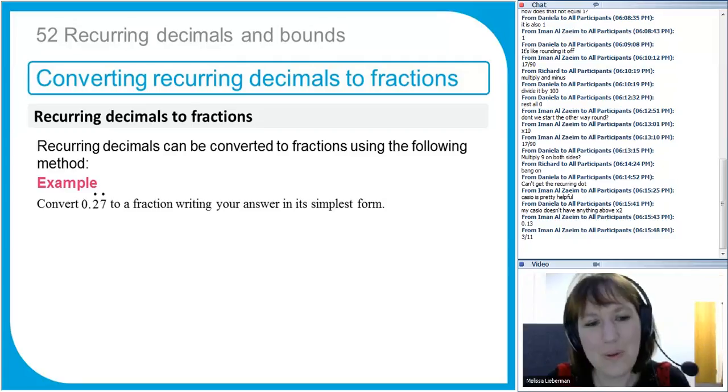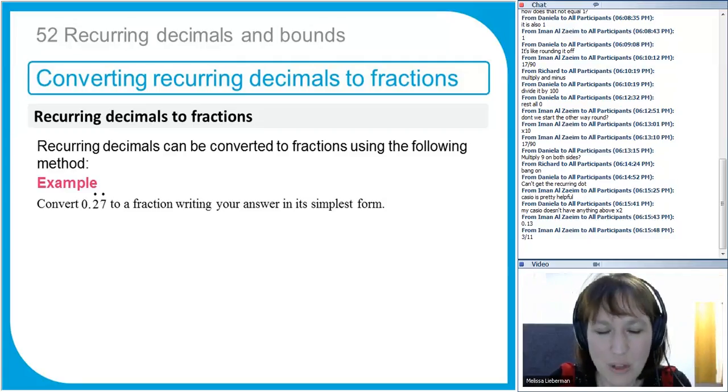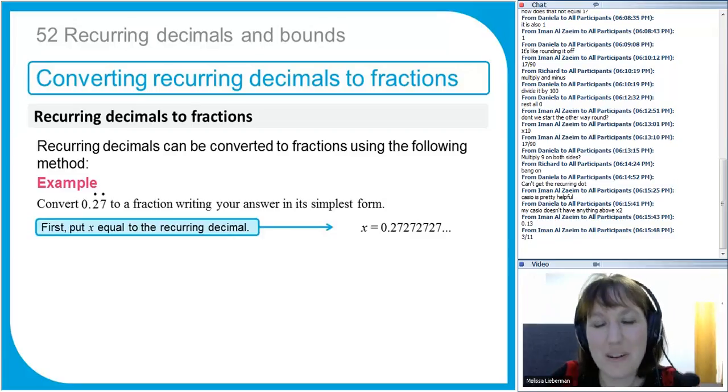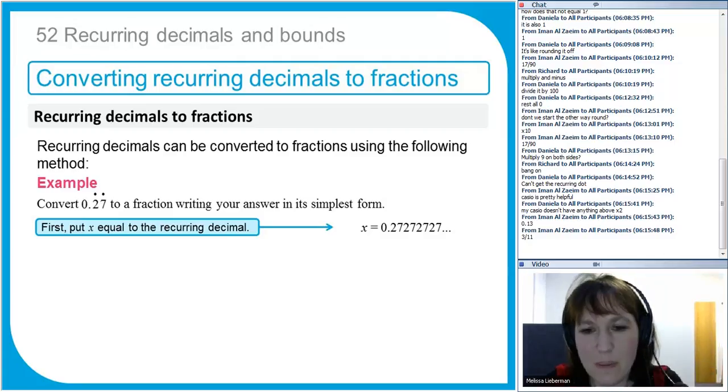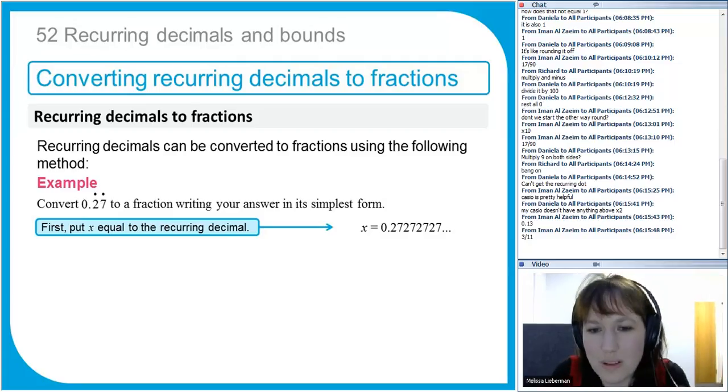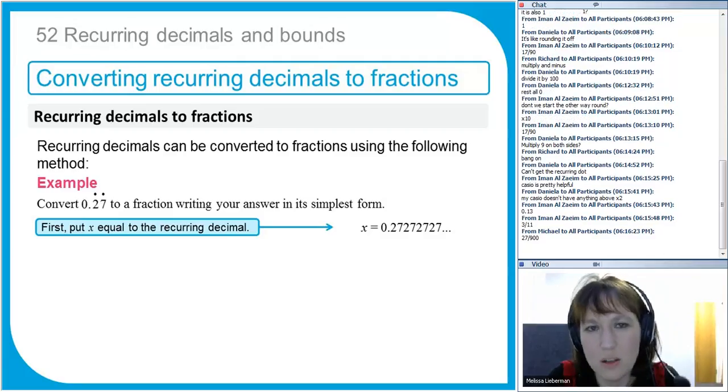So the first step will be to set this number to a letter. I'm going to use X again, because X is easy to use, and write the number in full. So 0.27272727. Now remember, the object is to cancel out the repeating part so that we're just left with a fraction. There's 2 digits in the repeating part, so what are we going to multiply both sides by to shift the whole of this decimal along 2 places?